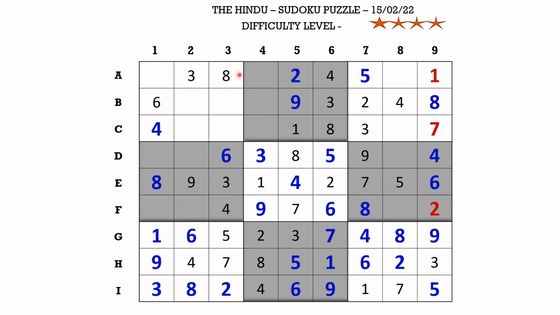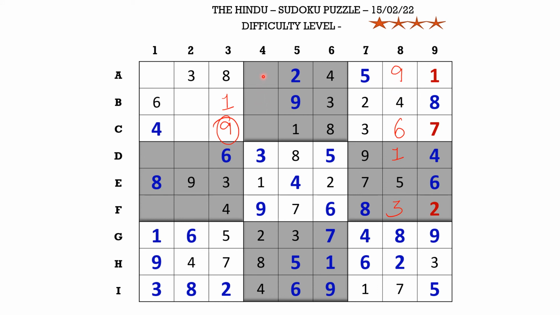In column 3, the missing numbers are 1 and 9. So 9 is here. So B3 takes 1 and C3 takes 9. In column 8, in this block, that is 6th block, the missing numbers are 1 and 3. There is a 3 here, so D8 takes 1 and F8 takes 3. In this block, the missing numbers are 6 and 9. There is a 9 here in C row, so C8 takes 6 and A8 takes 9.